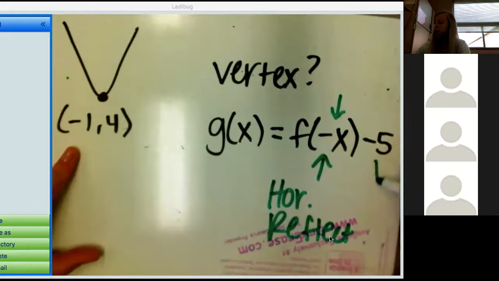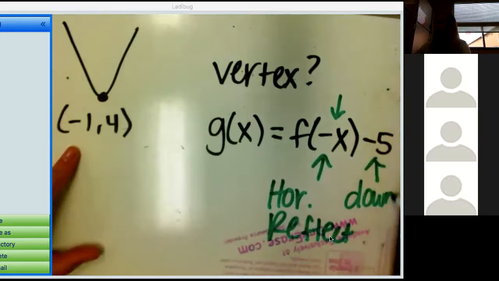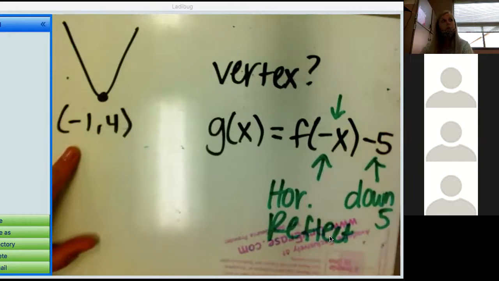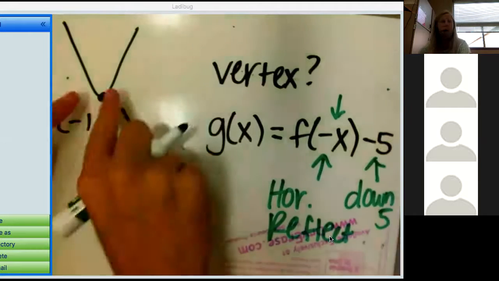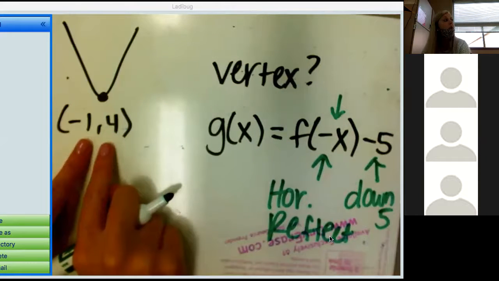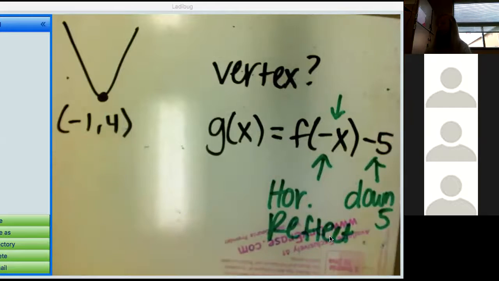And then what is the negative 5 doing over here? Then we're going to move that point down 5. So this should be easier than graphing all the transformations because I don't want everything. I'm just asking you what would the new vertex be. Does that make sense? Okay, so let's go graph it.